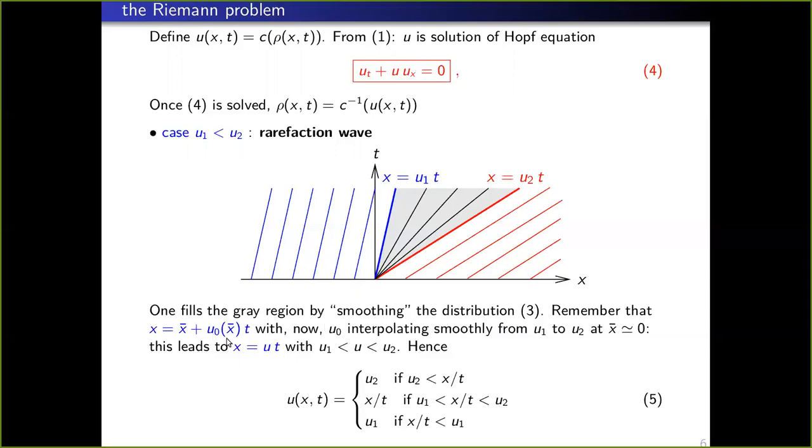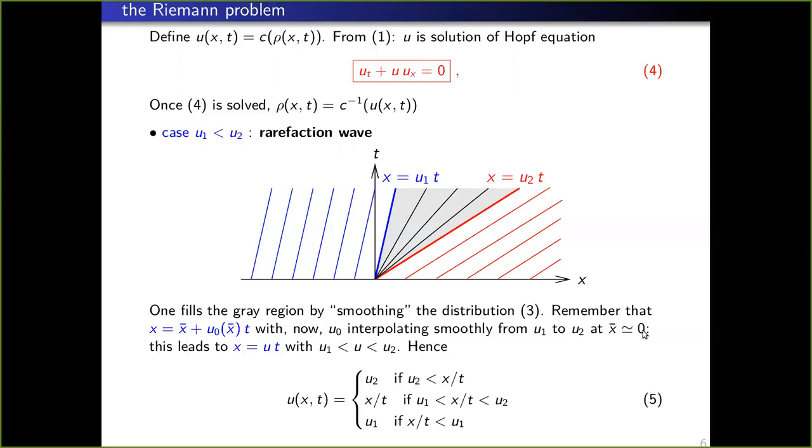You can see it this way. Well, you fill the green region by smoothing, as I said, the initial distribution. Remember that one has, in our case, x equals x bar plus u naught of x bar times t, where now, around 0, u naught interpolates smoothly from u1 to u2. But x bar is always almost 0.